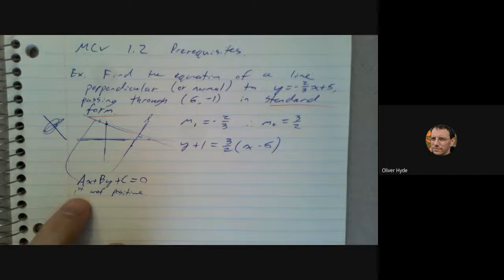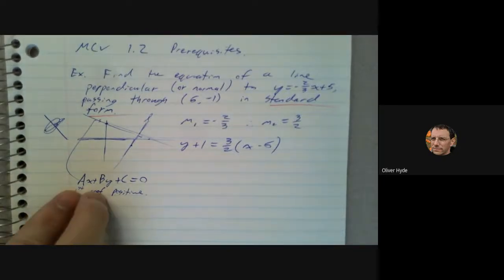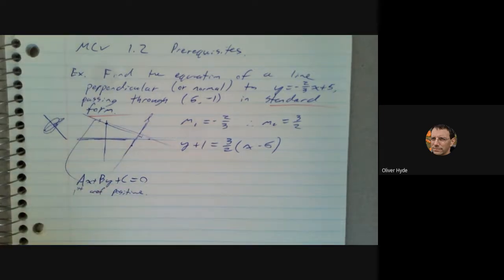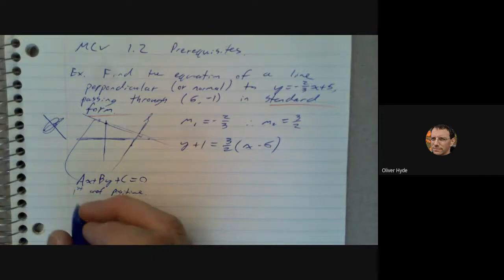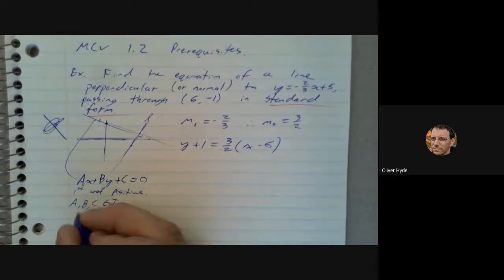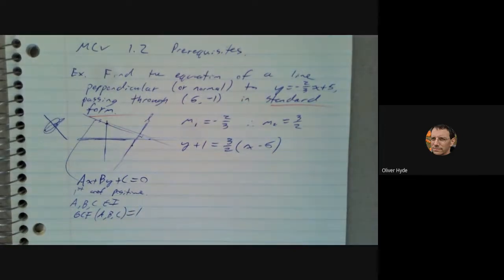Okay. In the event that A is 0, then B should be positive, kind of thing. You won't find A and B to both be 0, because then you don't have a line. Your coefficients should be integers, if at all possible, and that is possible in our course. And the greatest common factor of A, B, and C should be 1, meaning that it's reduced.